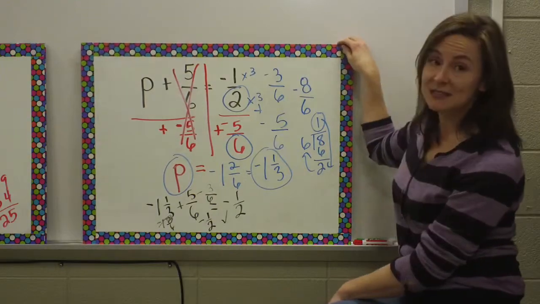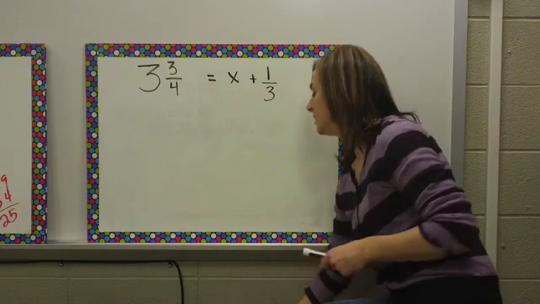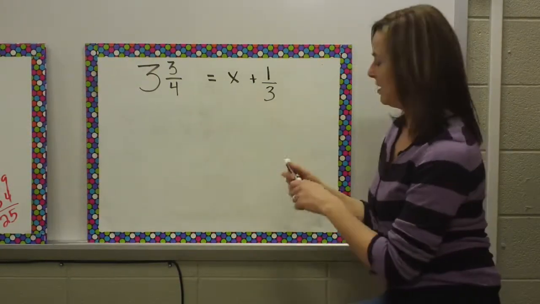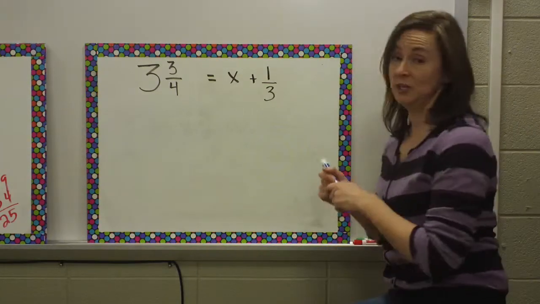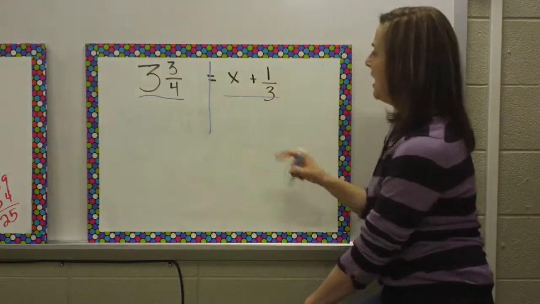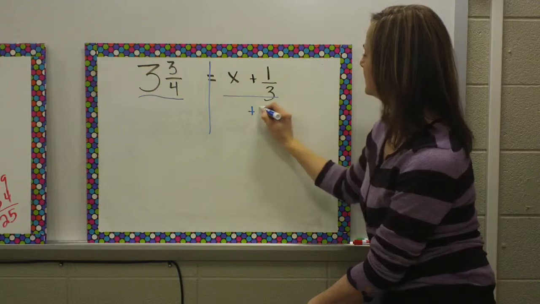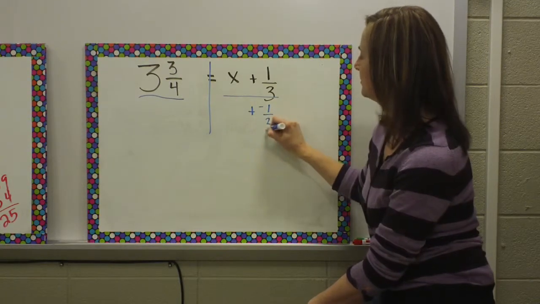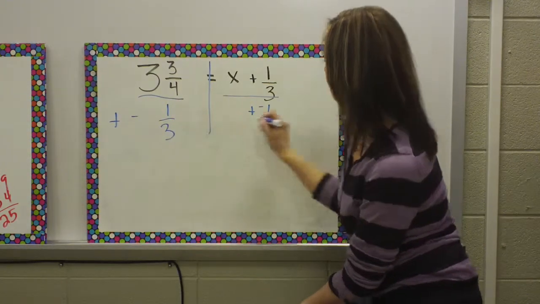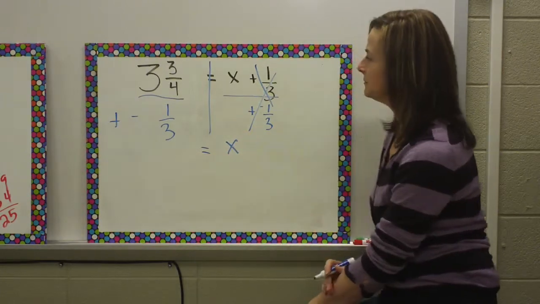Let's take a look at one last example. This time I have rational numbers that include a mixed number. And again, the x is on the other side of the balance. I'm going to use my same strategies. I'm going to create my balance. I have no subtraction, so I add the opposite. Plus a negative 1/3. Plus a negative 1/3. This cancels out, so I have x equals.